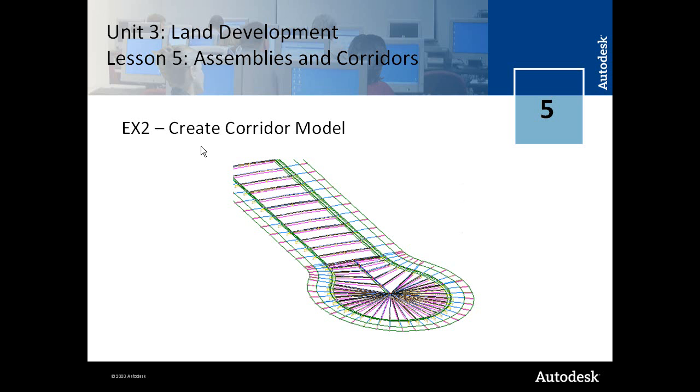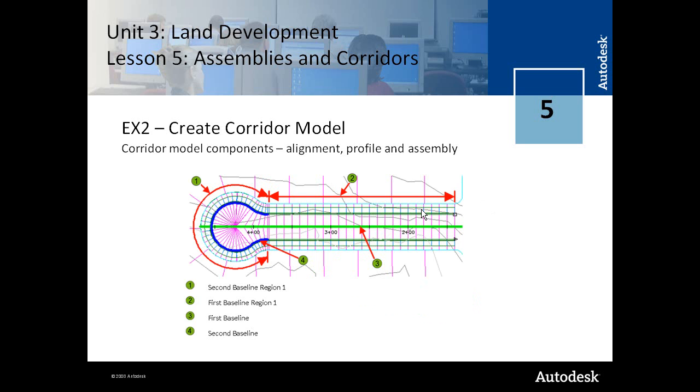In Exercise 2, you learn how to create the corridor model from the assemblies. Now this is a fairly complex approach to corridor modeling. Modeling a cul-de-sac is not a straightforward application, but we can go through some definitions. The baseline is used to model a corridor, and a baseline is the alignment and the profile that you hang the subassembly off of.